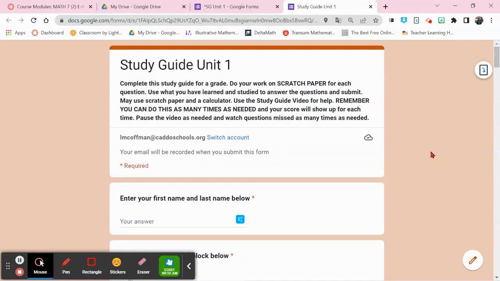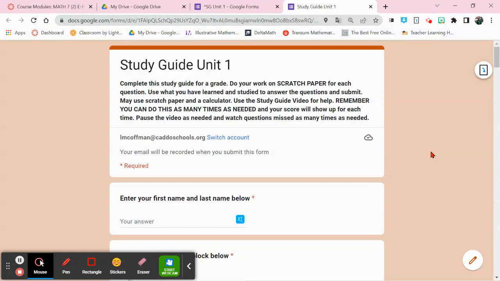So if you're doing this, remember the study guide is on a Google form, like you're going to see me working on, and you can take that as many times as you need to, over and over again, to get ready for the test. Do your work on scratch paper every time. Remember, on your test, you're going to have to turn that scratch paper in to get your grade released.